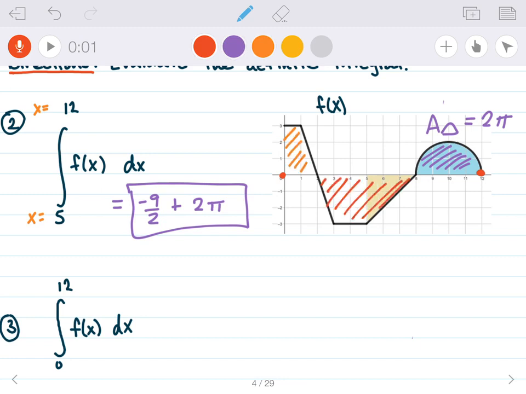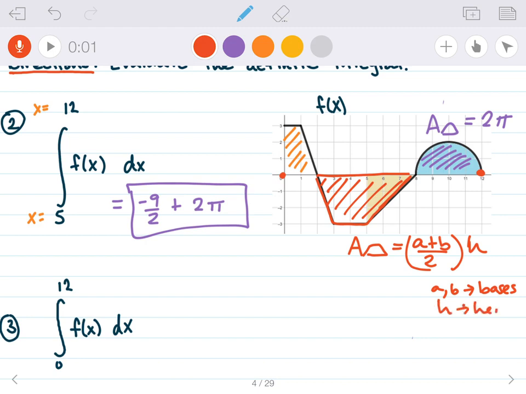Now I could use the fact that we found the area of the triangle, but what I'm going to do is look at this bottom part as a trapezoid to find its area. So the area of a trapezoid is just equal to a plus b over 2 times h, where a and b are the bases, the top and the bottom, and h is the height of the trapezoid.